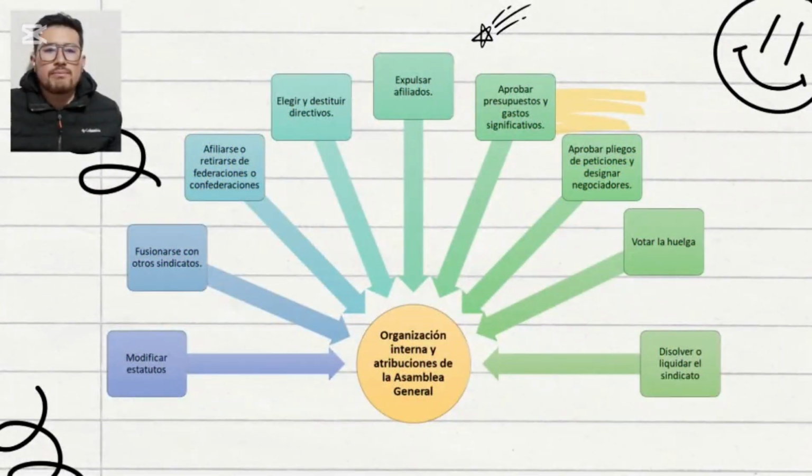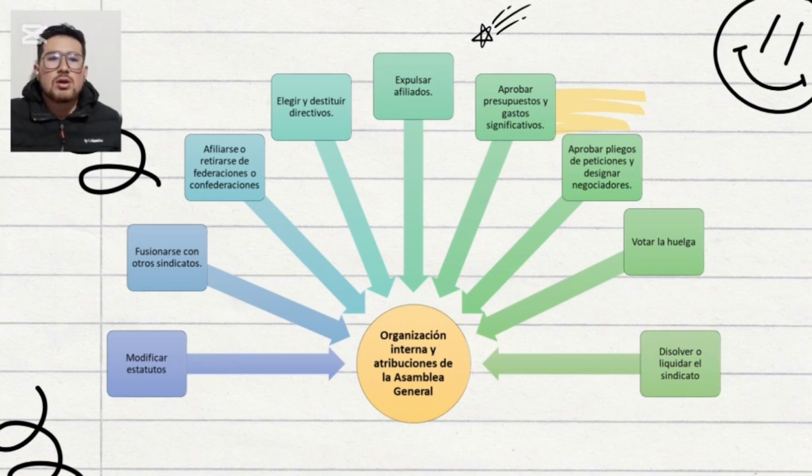International organization and powers of the General Assembly. Modality studies. Merger with other unions. Join or withdraw from a federation or confederation. Elect and remove directors. Approve significant expenses. Approve the definition and negotiation. Call a strike, dissolve or liquidate the union.